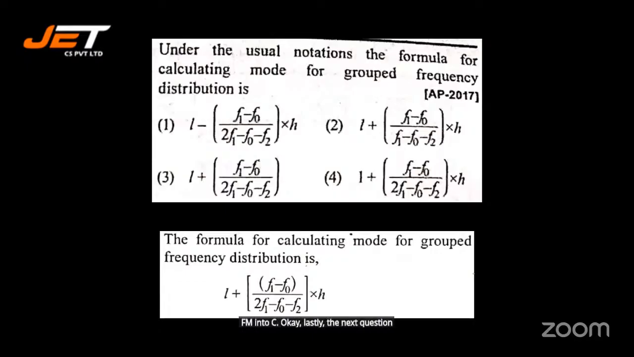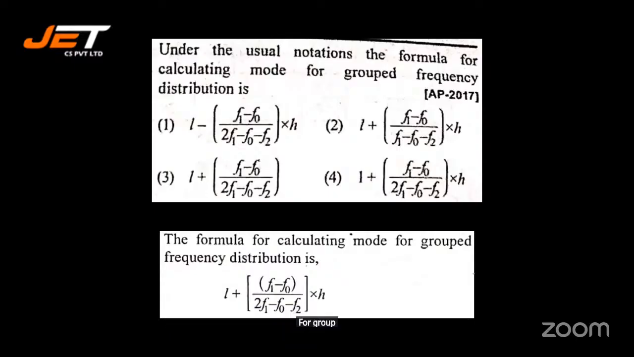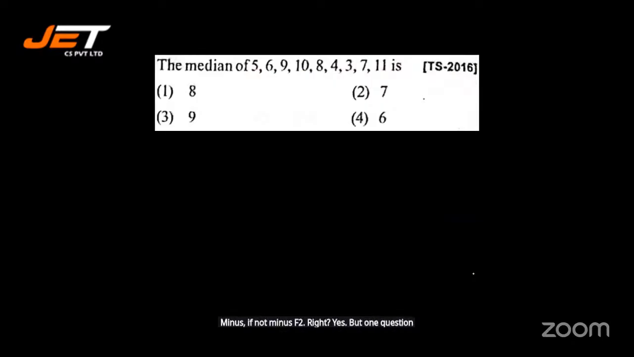Under the usual notations, the formula for calculating mode for grouped frequency distribution is dash. So, 4 options are given, and so it is L plus f1 minus f0 by 2f1 minus f0 minus f2. Right? Yes. With one question, we'll finish off today's class.